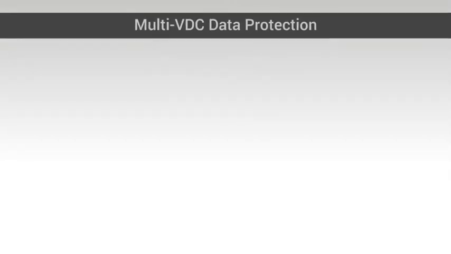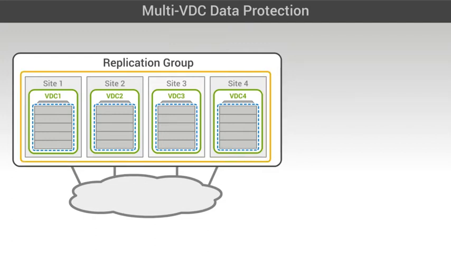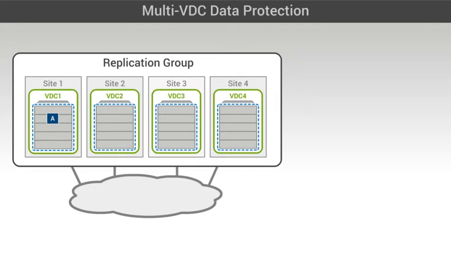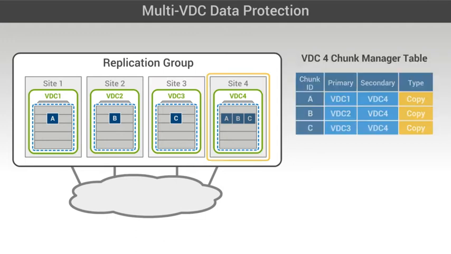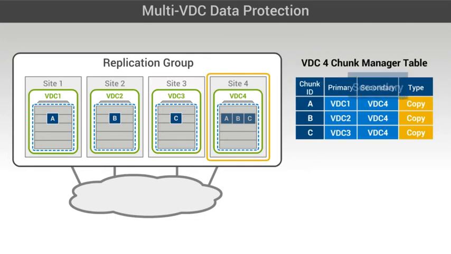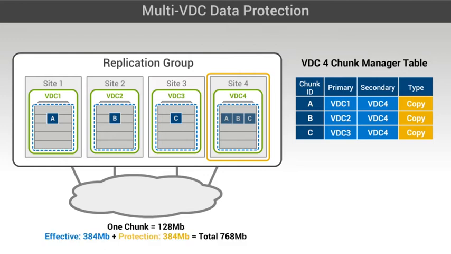Let's walk through some multi-VDC data protection scenarios that span 4 sites. The starting point is where the primary copy of chunk A is on VDC 1, chunk B is on VDC 2, and chunk C is on VDC 3. All 3 chunks are replicated to VDC 4. The VDC 4 chunk manager table is updated to reflect the primary and secondary data location and specify the type as copy for all 3 chunks. Because all chunks are of the same size, this will result in a total of 768 megabytes of chunk space being used to store 384 megabytes of objects.